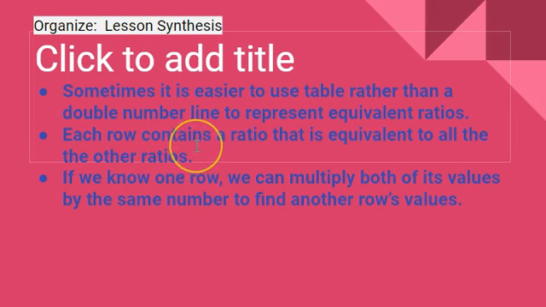Each row of the ratio is equivalent to all the other rows. And if we know one row, then we usually should be able to figure out all the values that go in another row. If we know exactly what goes in one row, we can find an equivalent ratio to move all the way through, as we did back with our trail mix.